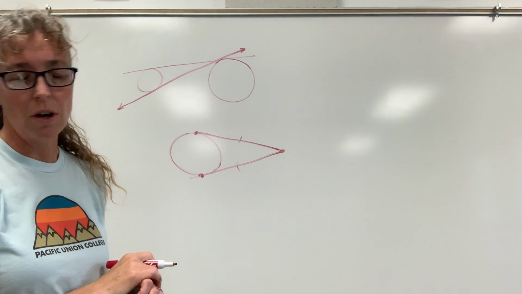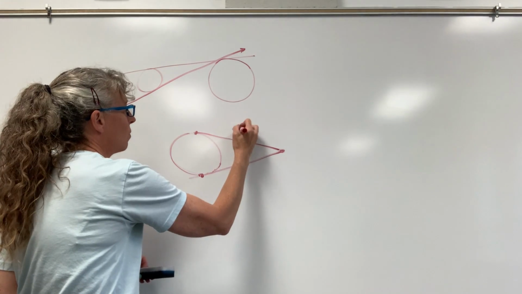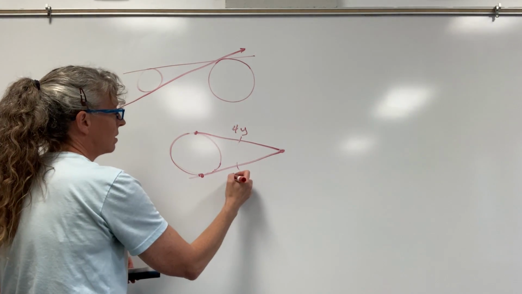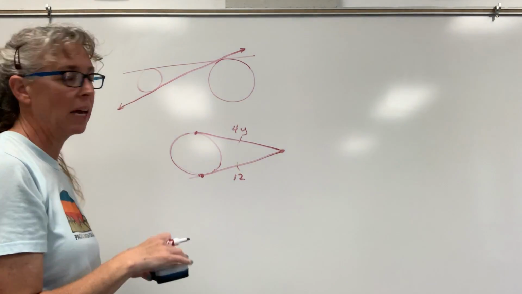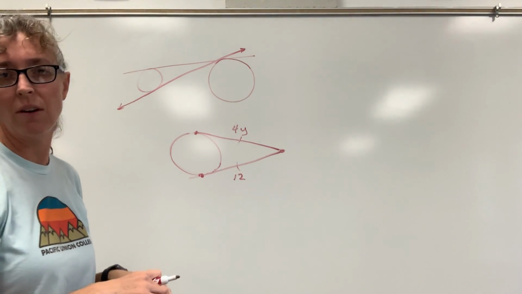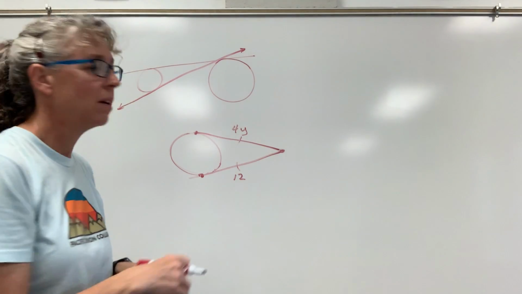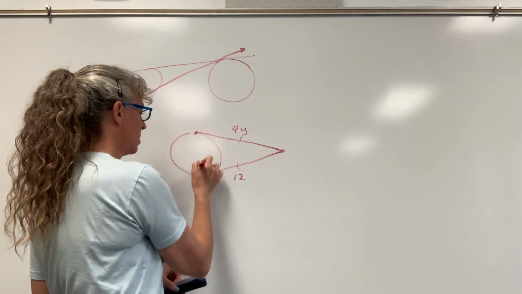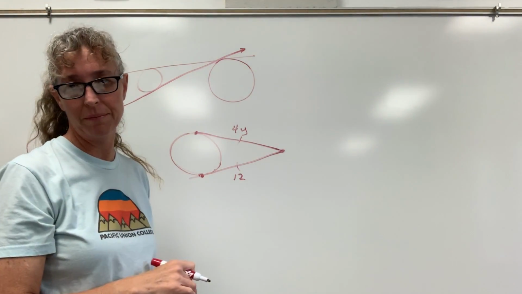Okay, so if I knew that this was 4y and this was 12, I could say 4y is equal to 12, and that's how I could figure out what y is. If they come from the same point and they're tangent to the same circle, they're equal.